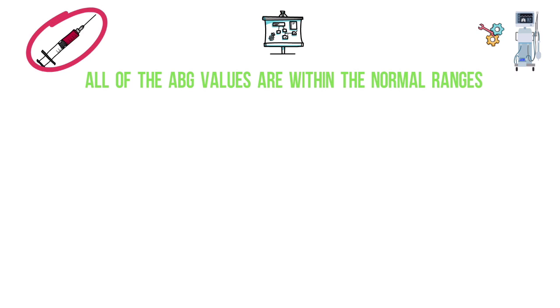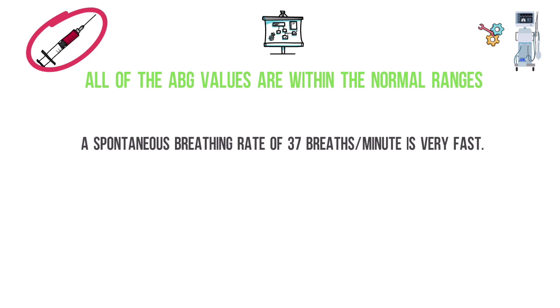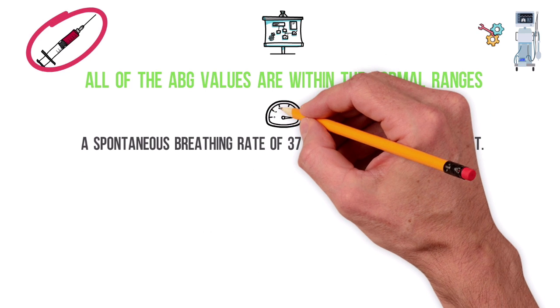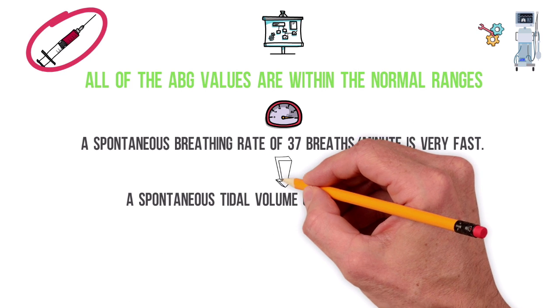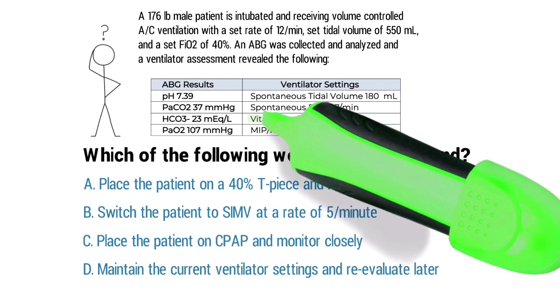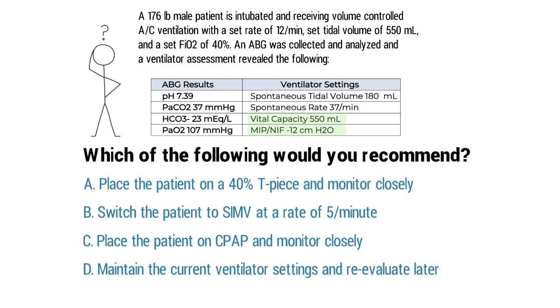Then you can look at the bedside measurements that were obtained during the ventilator assessment. A spontaneous breathing rate of 37 breaths per minute is very fast. A spontaneous tidal volume of 180 milliliters is very low. And the vital capacity and MIP are decreased as well. All of these findings basically indicate that this patient is not ready for a spontaneous breathing trial and should not yet be attempted to wean from the ventilator. So in this case, it's best to maintain the current settings and reevaluate the patient at a later time.